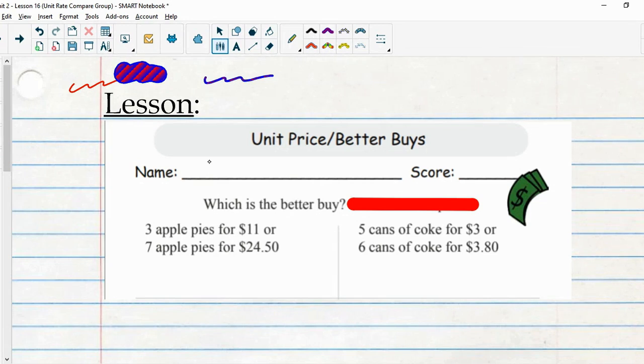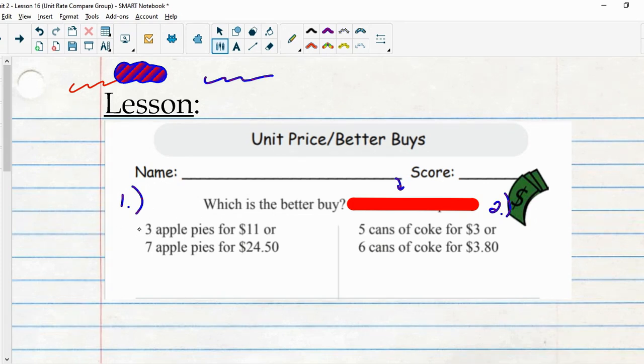All right, which is the better buy? Nothing new here. So again, we're going to do it both ways. Oh, there are two questions here. Question number one, and this is question number two. The red line here, I have to cross something out. Question number one is 3 apple pies for $11.